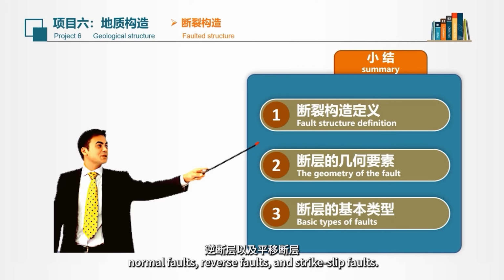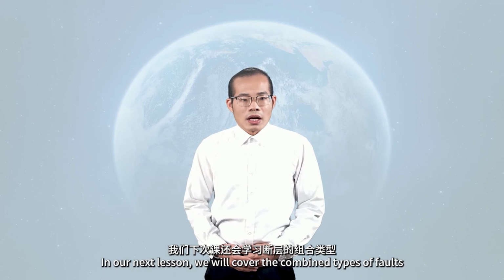In our next lesson, we will cover the combined types of faults and how to identify faults in the field.